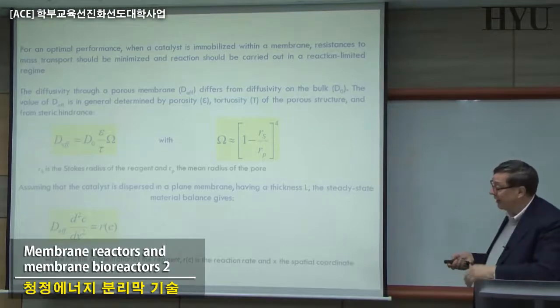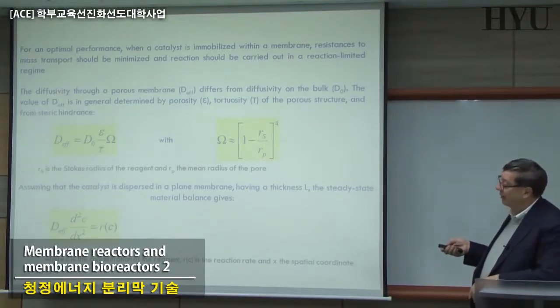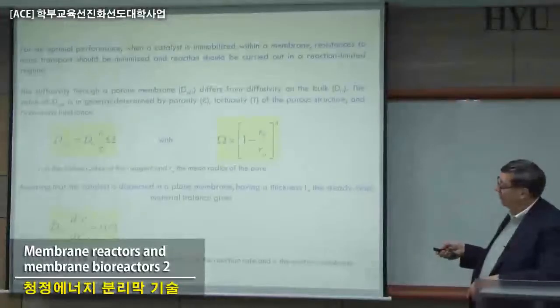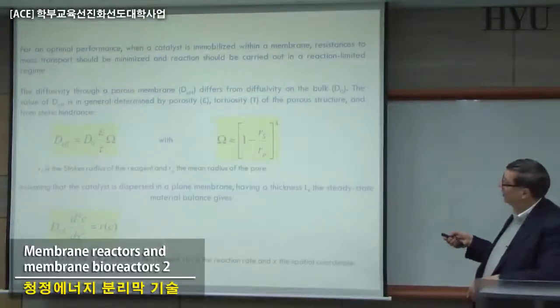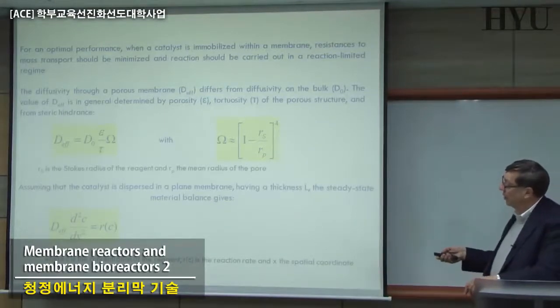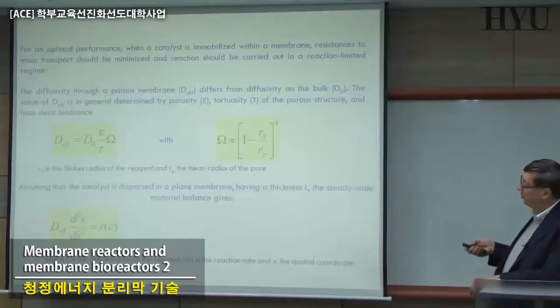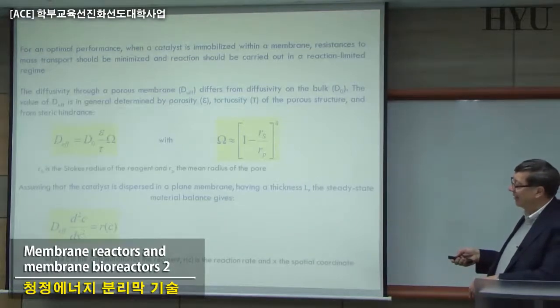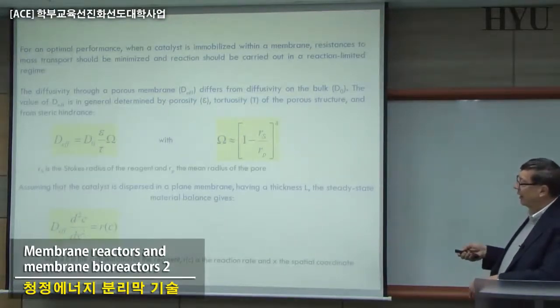So we have to take care of these hindrance phenomena, because the real diffusivity is related to the bulk diffusivity multiplied by this term, where epsilon is, as I was mentioning, porosity, then tortuosity, and this term omega, as you can see here, is the Stokes radius of the reagent relative to the average mean radius of the pore.